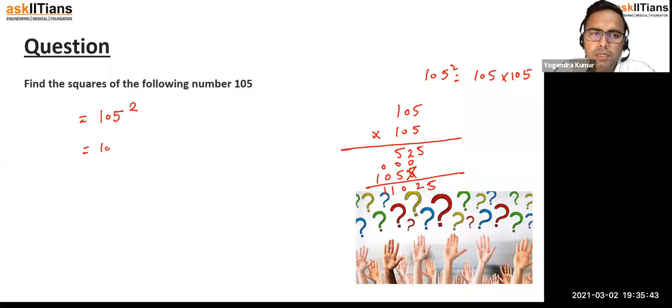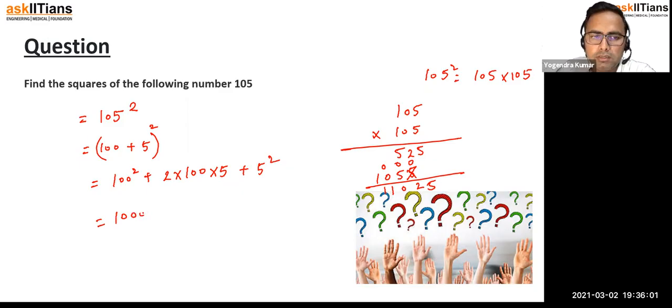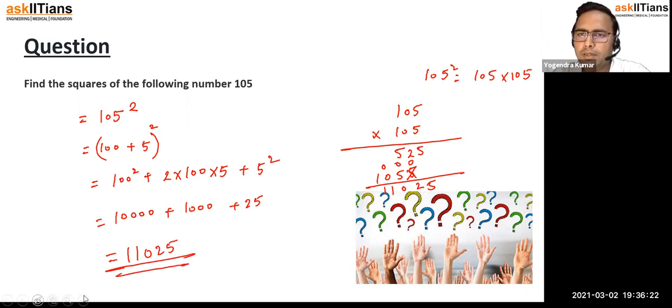So what we can do, let me break down. Okay, 100 plus 5 whole square. So what we can do here? 100 square plus 2 into 100 into 5 plus 5 square. So what are we getting? 100 square is what? You need to just double the zeros here, right? So this is what we got. Now here 10, 5 into 2 is what? 10, 10 into this will be what? 1000 plus 25, right? So we can add this all, and are we not going to get the same answer? 11025. This is the answer we got, right? I hope you are finding it easy. So let's stick to this method, right?